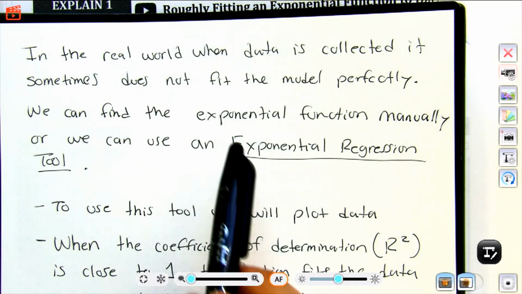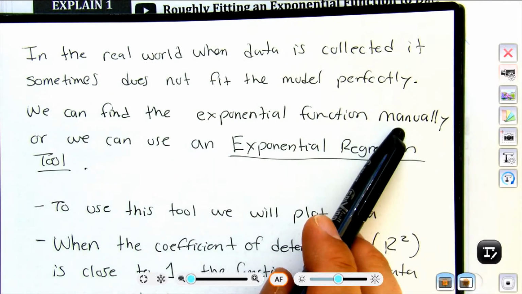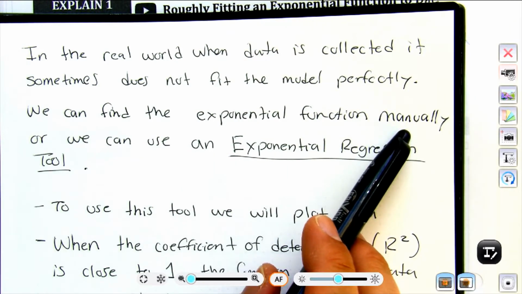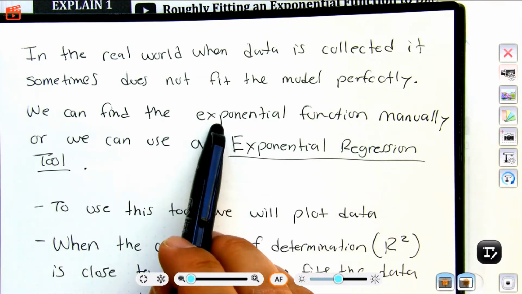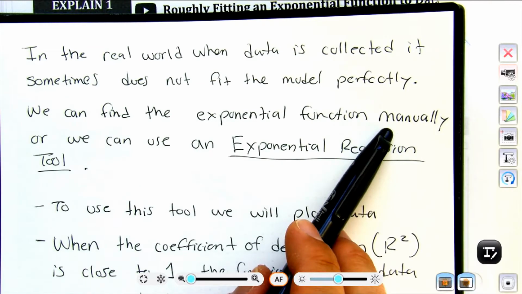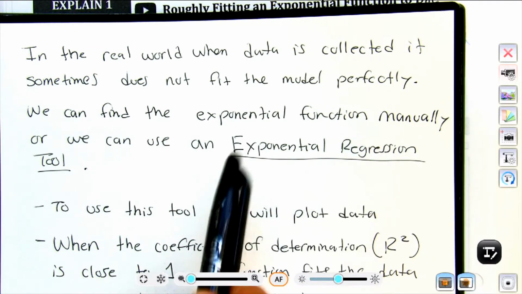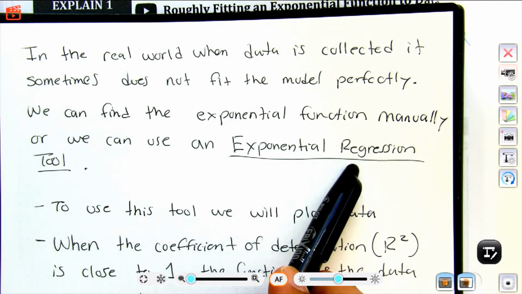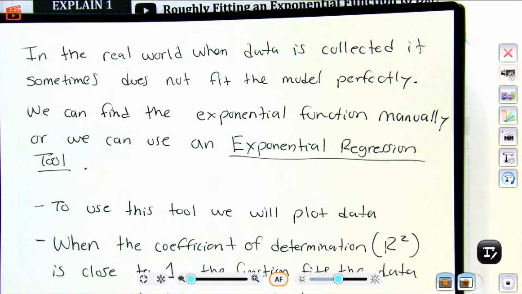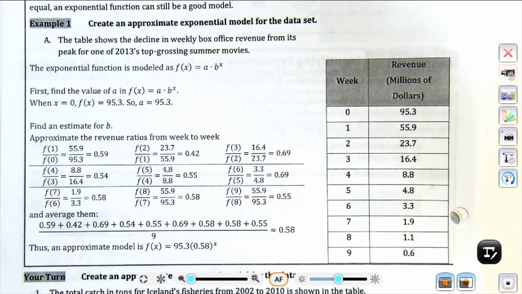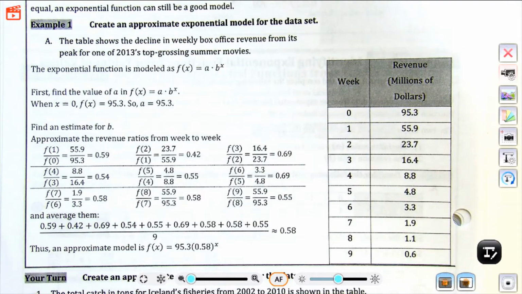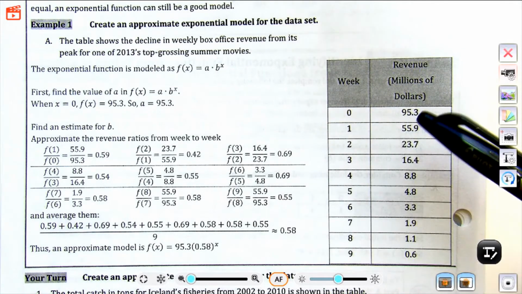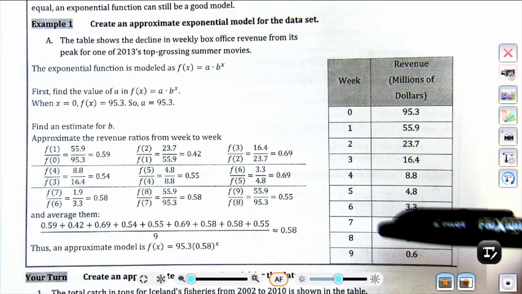We're not going to actually do a problem, but I'm going to show you that we can do this manually. It does take a lot of work. And then I'm going to show you how to use the exponential regression tool, which is on a website that I'm going to give you in a little bit. Okay, so let's look at an example here. Let's say that we have this data here. We have weeks 0 through 9, and we have revenue.